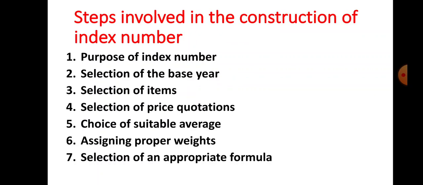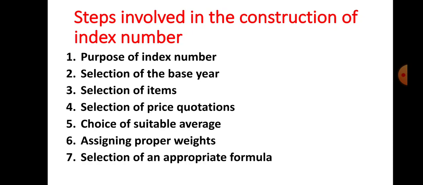Now let us see what are the steps involved in the construction of index number. Number 1 is purpose of index number. Many different types of index number are constructed with different objectives like price index, quantity index, consumer price index, wholesale price index, etc. So the first important issue or problem is to define the objective for which index number is to be constructed. This is the first step involved in the construction of index number, purpose of index number.